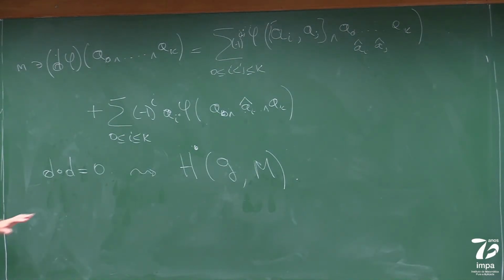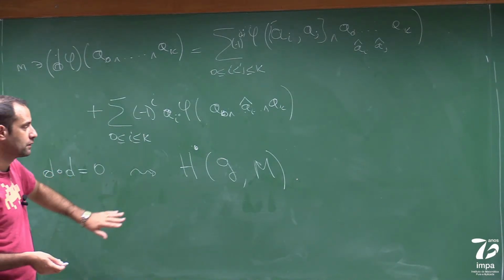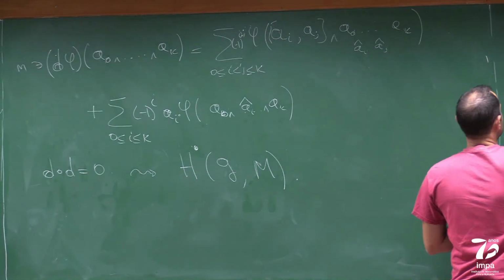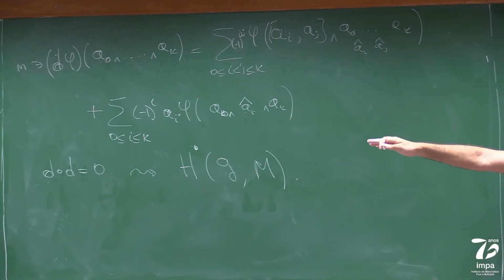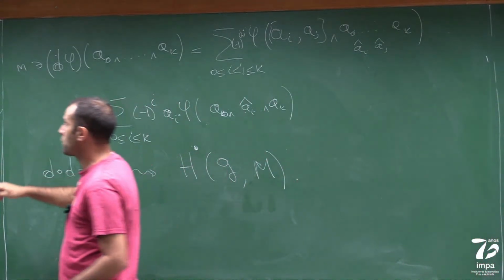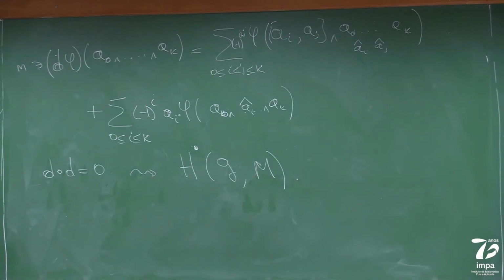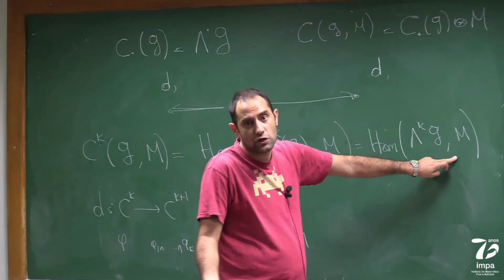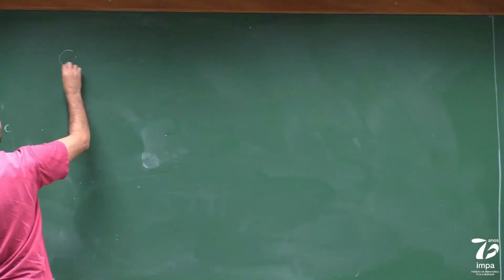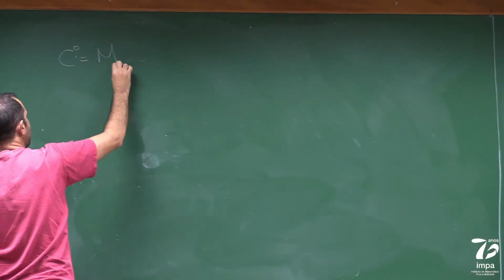Let's analyze what the lower groups are for these guys. So what do I have in degree 0? How does that complex look, first of all? What is C0? C0 is the morphisms from wedge 0, which is just the field K, into M. So that's just M. So C0 is just M.